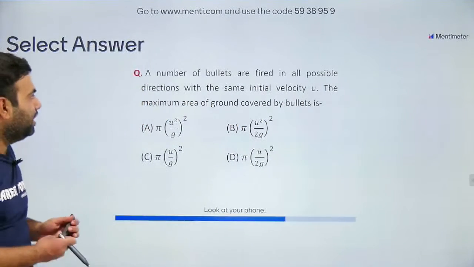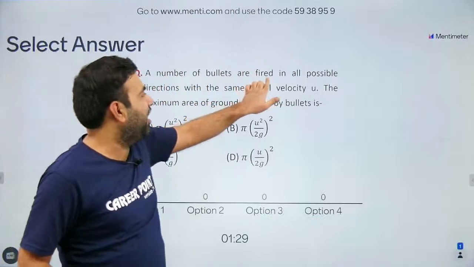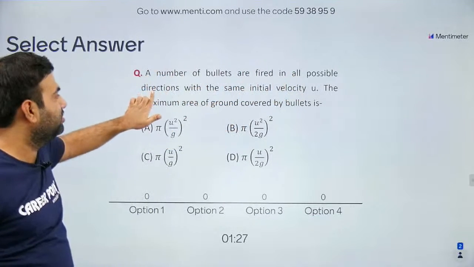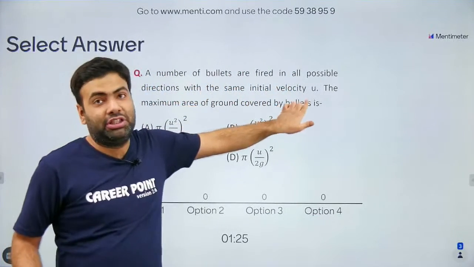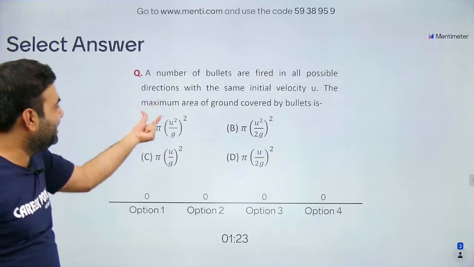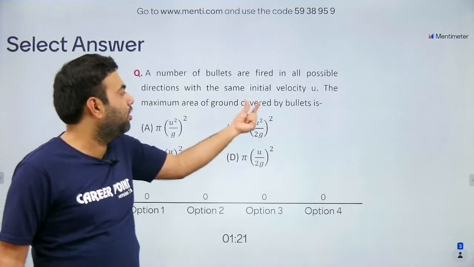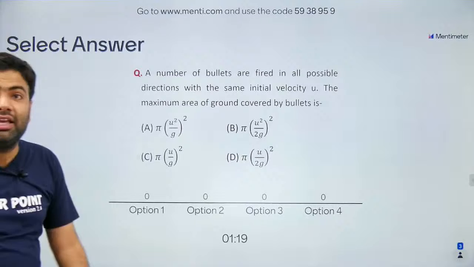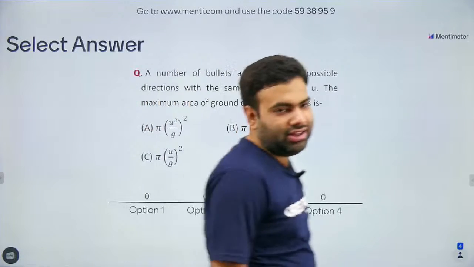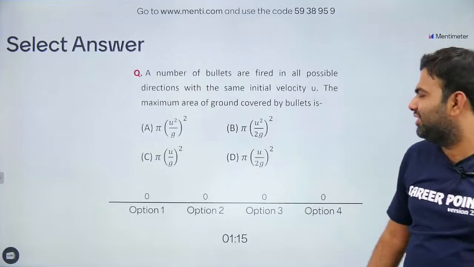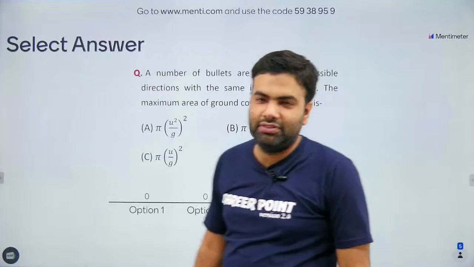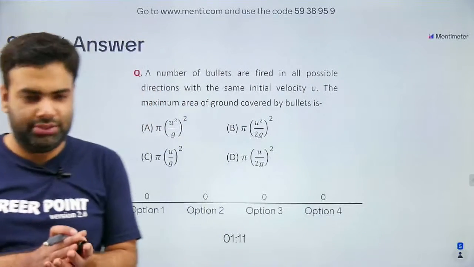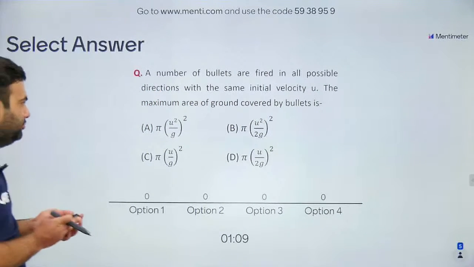So this is the question. A number of bullets are fired in all possible directions with the same initial velocity u. The maximum area of ground covered by the bullets is. Again, you can say a good question for NEET level. Choose the correct answer.